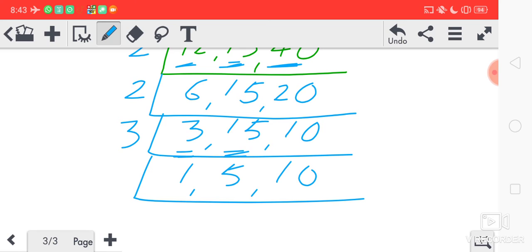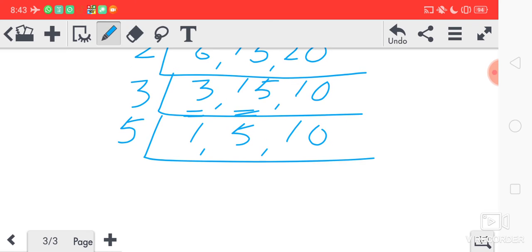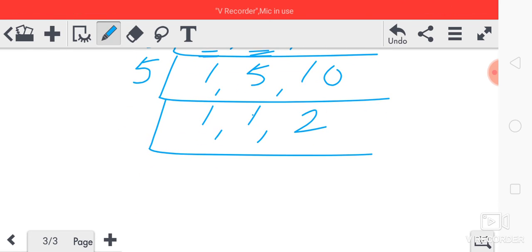Now 5 and 10. For that we can take 5. So 1 we will write as it is. Then 5 ones are 5, then 5 twos are 10. Then 1 1 we have got. Now at last 2 is left. So for that 2 we will take 2. 1 we will write as it is. Again 1 as it is, and 2 ones are 2.